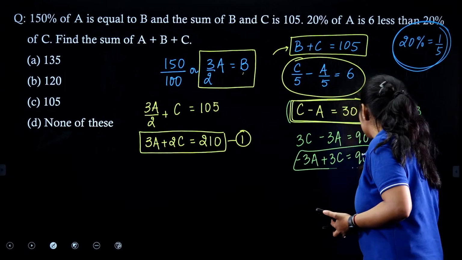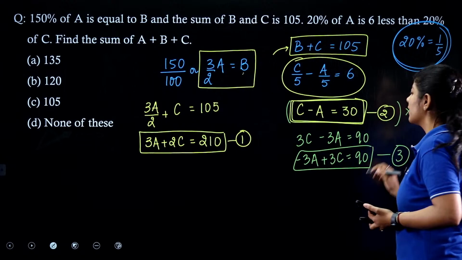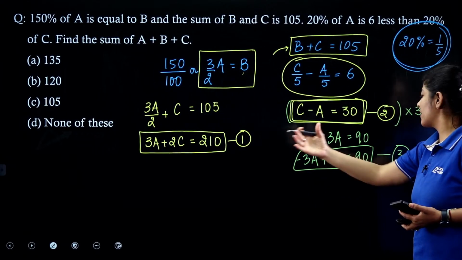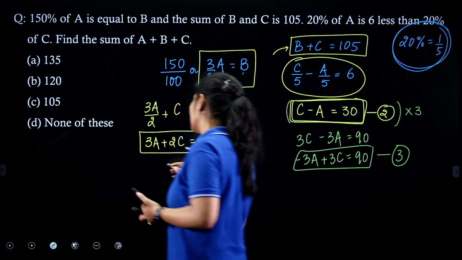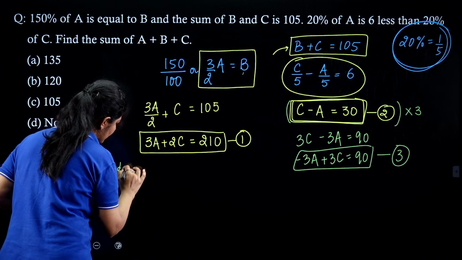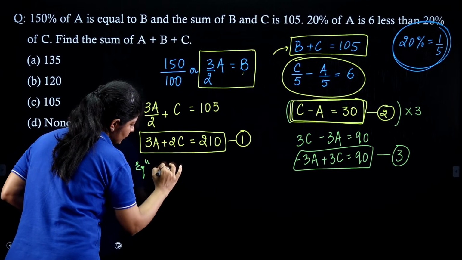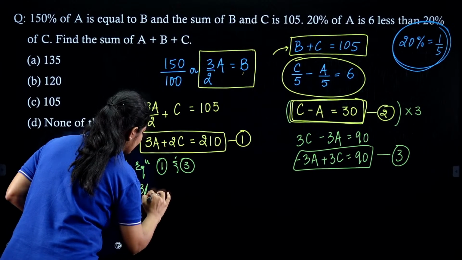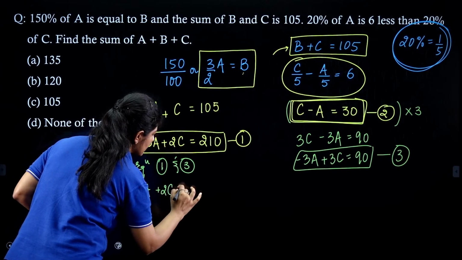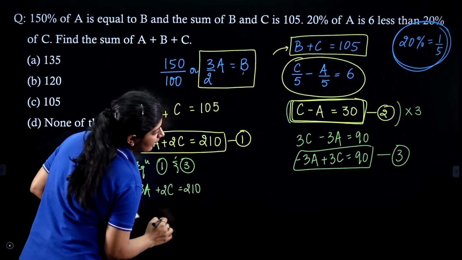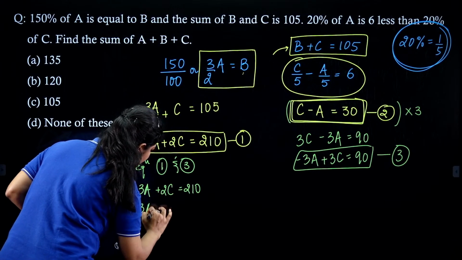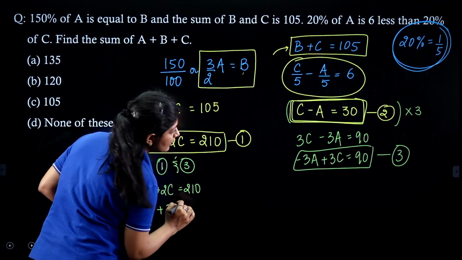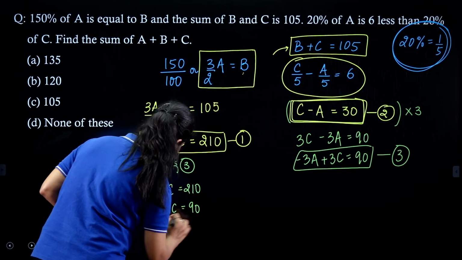Right? And I just mark it as equation number 3. Now, what I will do, I just simply add my equation number 1 and 3. So, what I will get, 3A plus 2C is equal to 210, and here I am having minus 3A plus 3C is equal to 90, right?